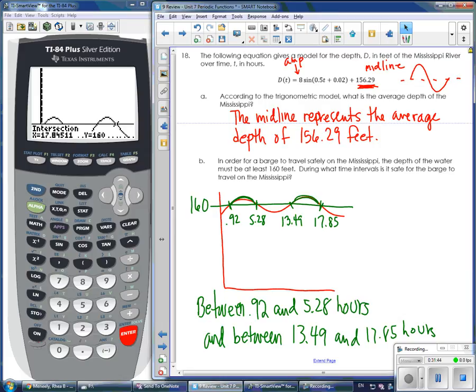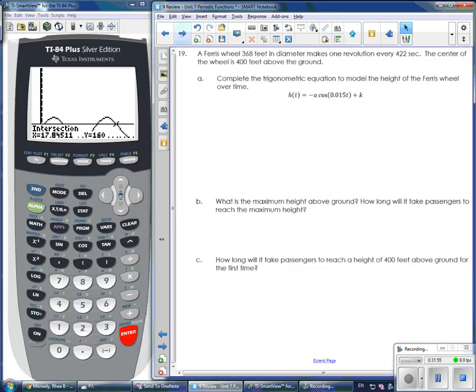So there's a time period in the morning where the tide is going to be high enough for the barge to pass, and then there's going to be another time in the afternoon where the tide is high enough for the barge to pass. Okay, number 19. This is a Ferris wheel problem. These are fun. A Ferris wheel sits 368 feet in diameter and makes a revolution every 422 seconds. That's relating to the period of the function. The center of the wheel is 400 feet above the ground.